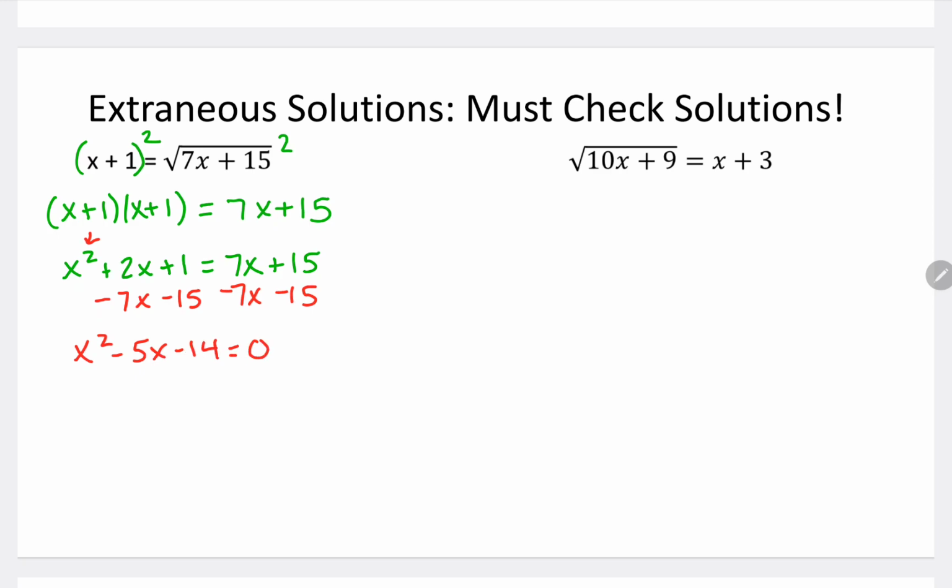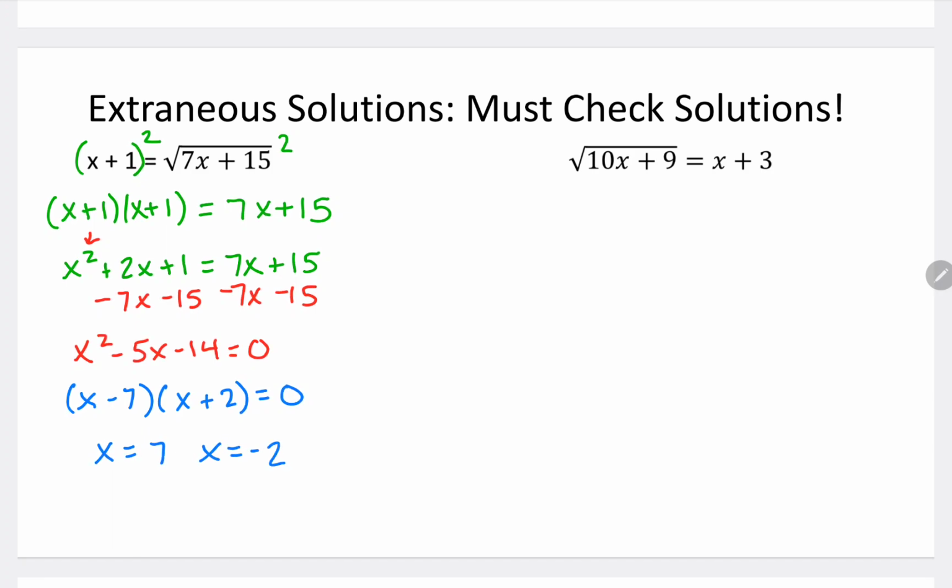My favorite way to solve a quadratic is by factoring, as long as it's factorable. If it's not factorable, you would have to use the quadratic formula. But this one is factorable. So we get two answers, x equals 7 and x equals negative 2.